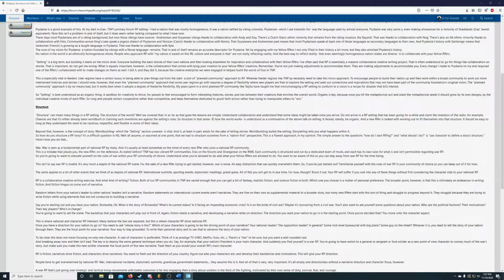Communities across Kings Lake speak a pidgin dialect of Prydanian and Norsean, which is Czech, thanks to collaboration with Norcia. And that Goianian and Andrenian past means that most Prydanians speak at least one of those languages as secondary languages to their own. And Prydania's history with Saintage means that Santonian, French, is a growing language that's being taught in Prydania. That was thanks to collaboration with Kyle.